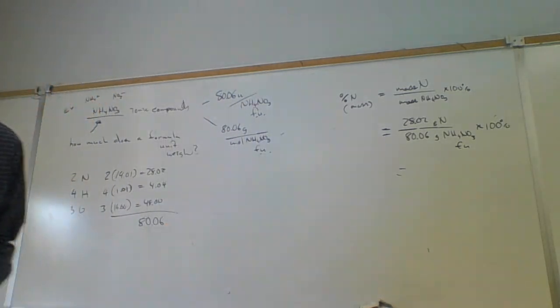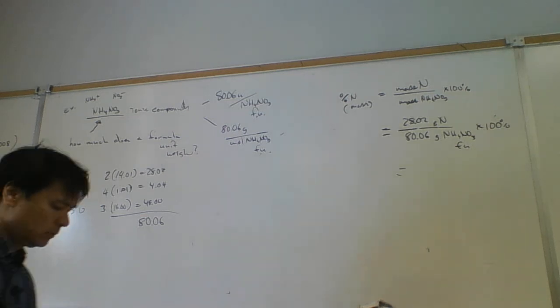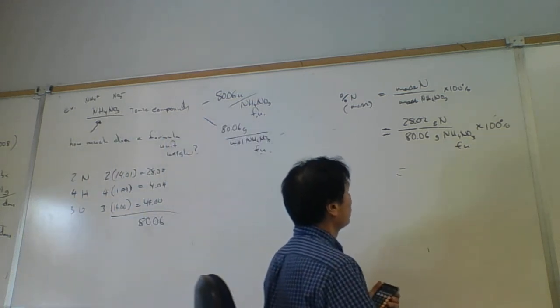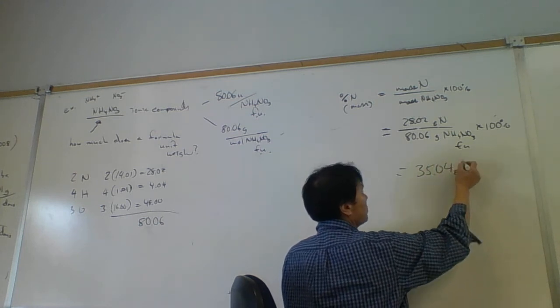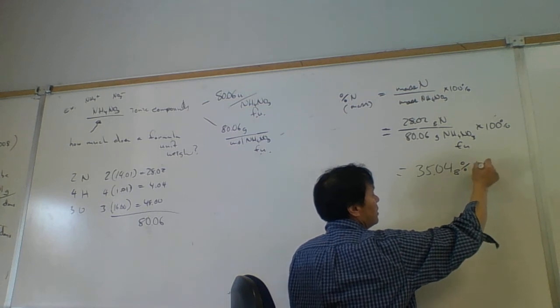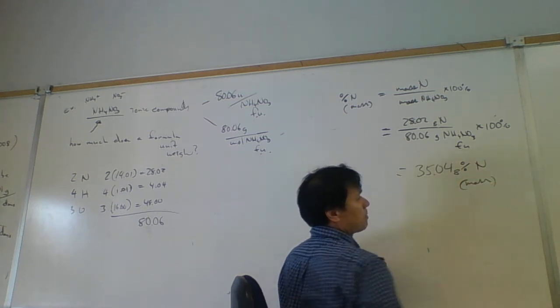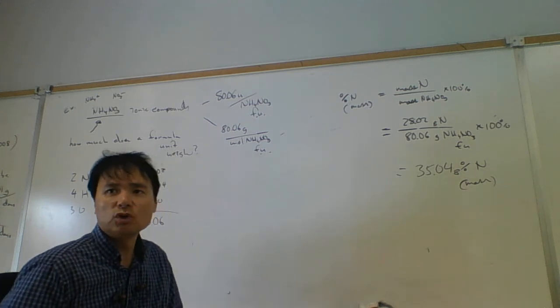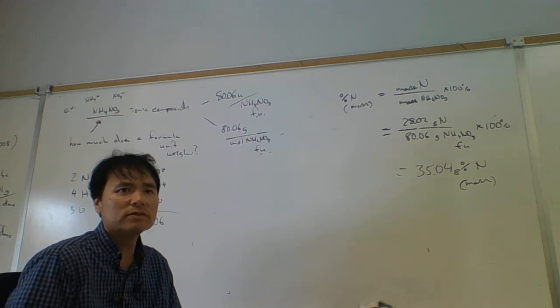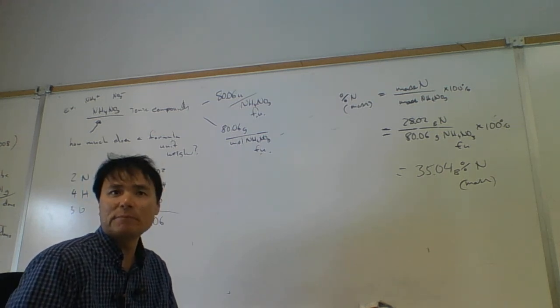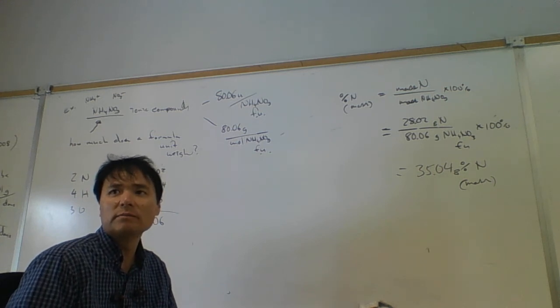This is 28.02 divided by 80.06 times 100. 35.0. Now we got 4 sig figs were allowed in this division, so 35.04, and then I'll carry an extra one. So 35.0% nitrogen by mass. What was the percent nitrogen by atom? 22.22. So for every 100 pounds of this fertilizer, we'd have 35 pounds of nitrogen we're adding to the soil, basically.